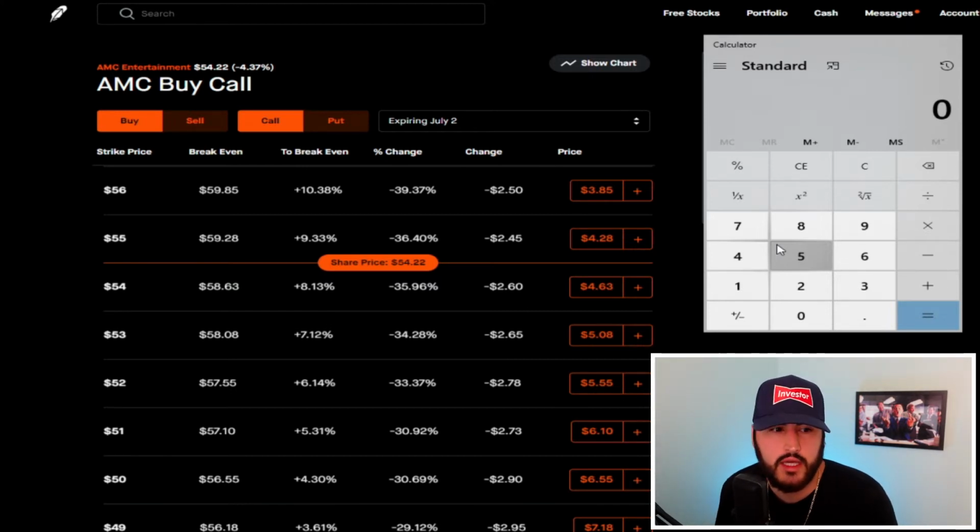Now you can let the option expire. If you have the money, then you can take physical delivery of 100 shares at $54, and maybe you think, well, I don't know, AMC can continue to go up. You don't have to sell them right away. But that's how much money you would have made if you sold them right away, or if you sold your option right before it closed.